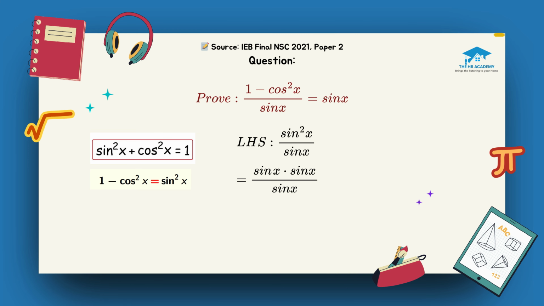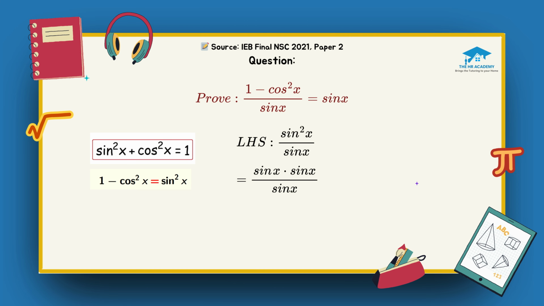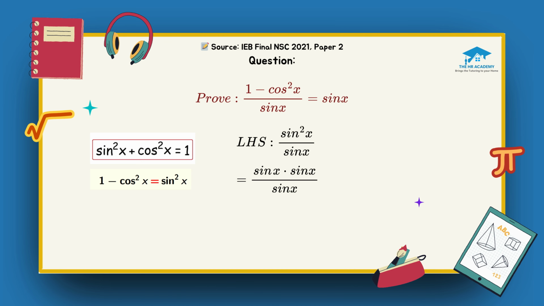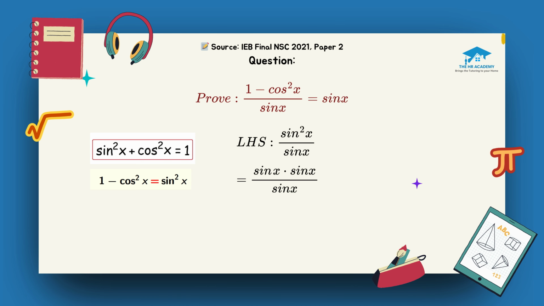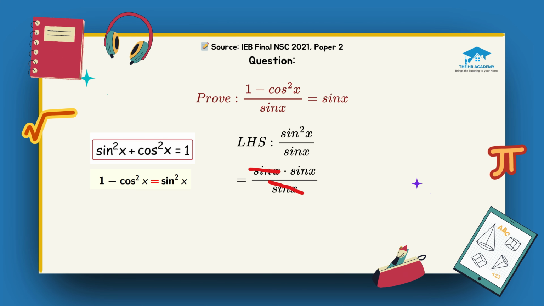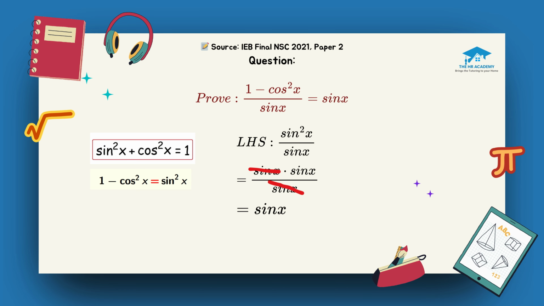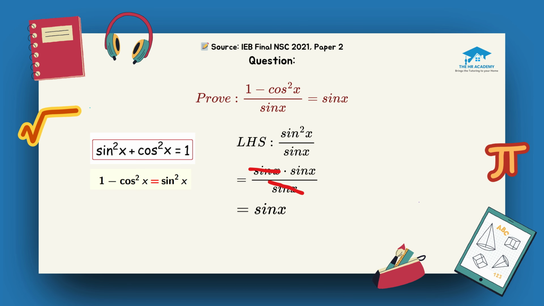Step 2. Simplify. The easy way to simplify is to first make sine squared x sine x times sine x, which gives us sine x over sine x. Now since there's a sine x on both the numerator and denominator, they cancel each other out. And we are just left with sine x, which is the right-hand side.